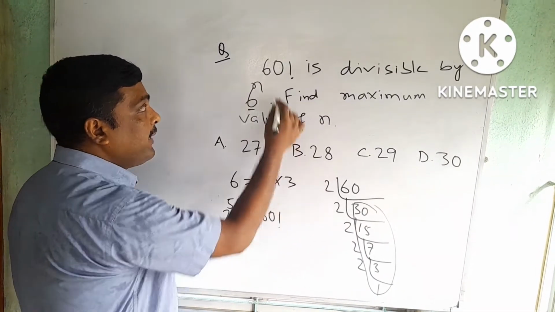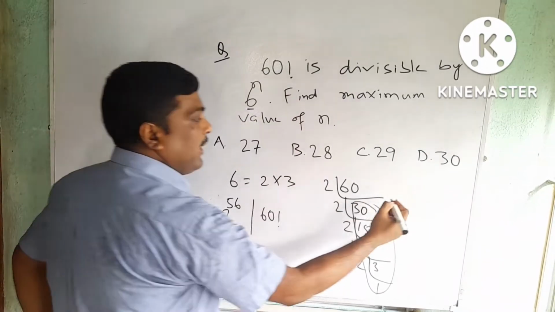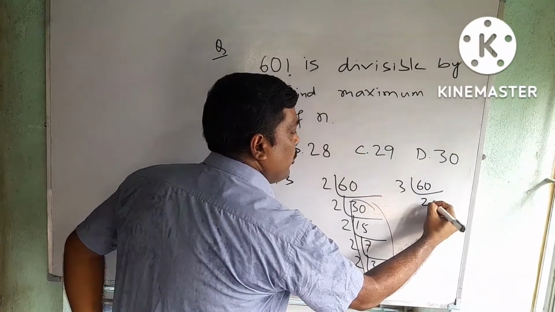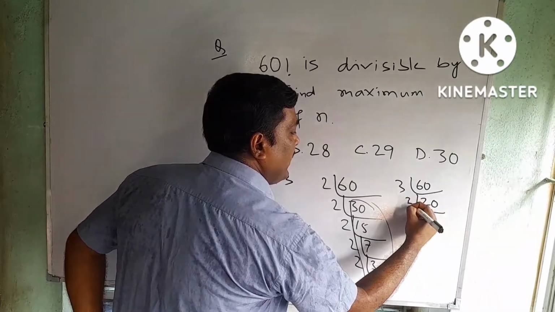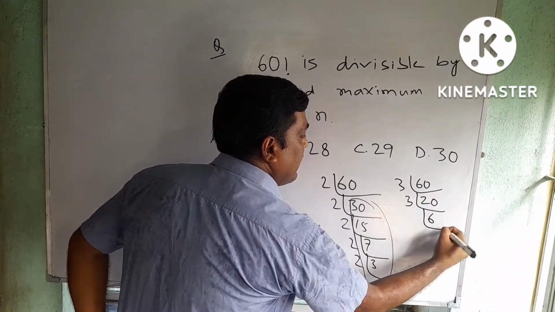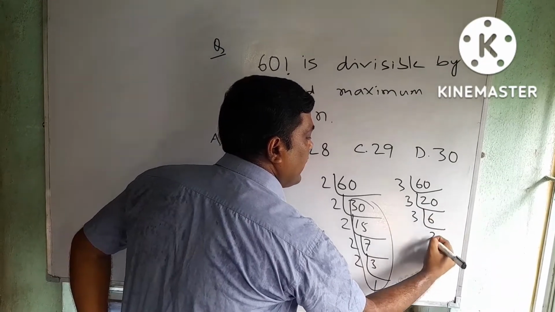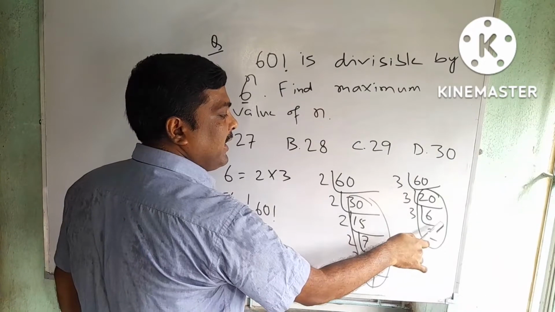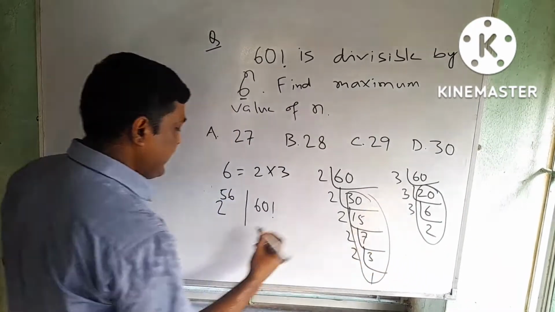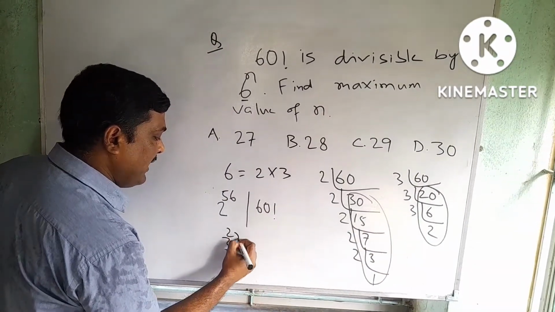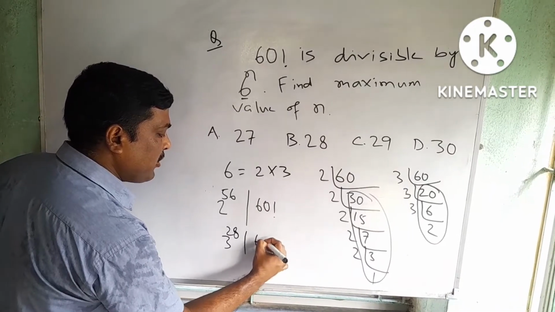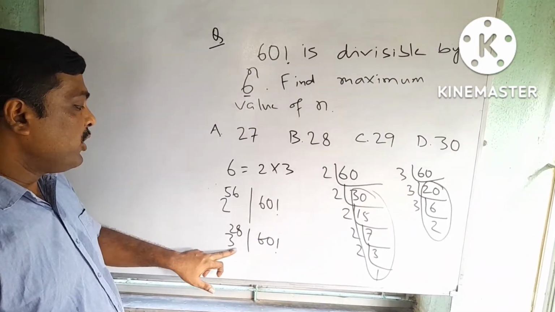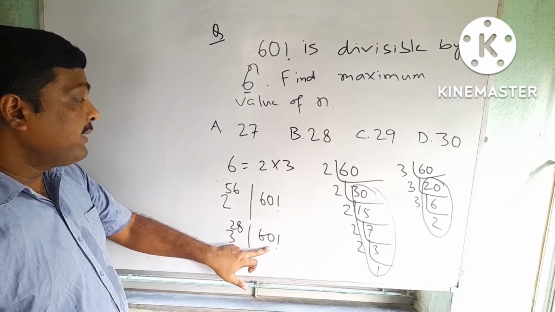Now divide 60 by 3 and find quotient. 60 by 3, quotient 20, divide 20 by 3, quotient 6, divide 6 by 3, quotient 2. Calculate this sum. 20 plus 6 plus 2, it is 28. So 3 to the power 28 divides 60 factorial. Okay, 2 to the power 56 divides 60 factorial. 3 to the power 28 divides 60 factorial.